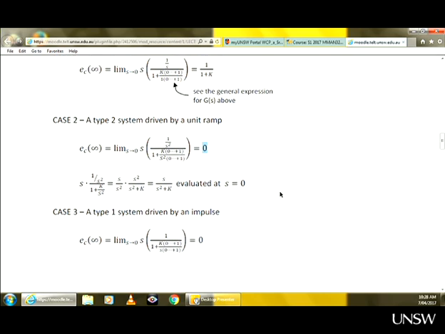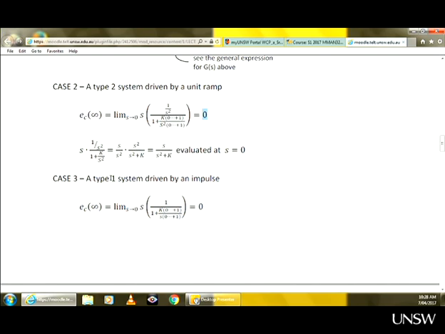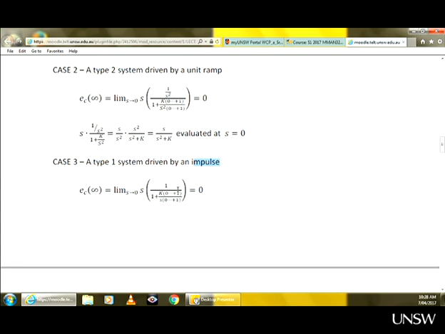Another case, type 1 system and an impulse input. Unit impulse for simplicity. So unit impulse will have 1 up here. Type 1 will have an s over here. And that, again, will give us a 0 steady state error. Now, we can keep going on and on like this, combining all sorts of types with all sorts of inputs.